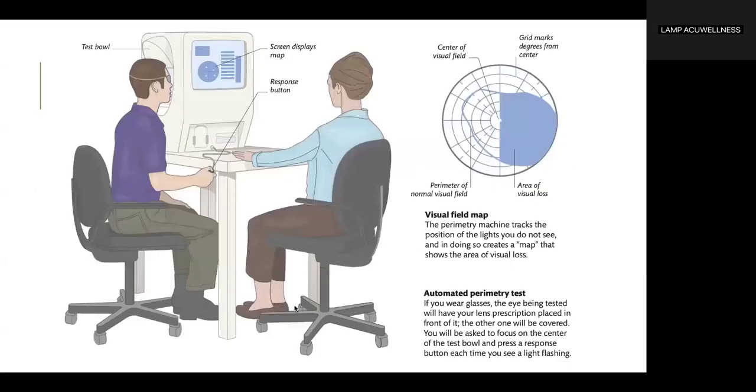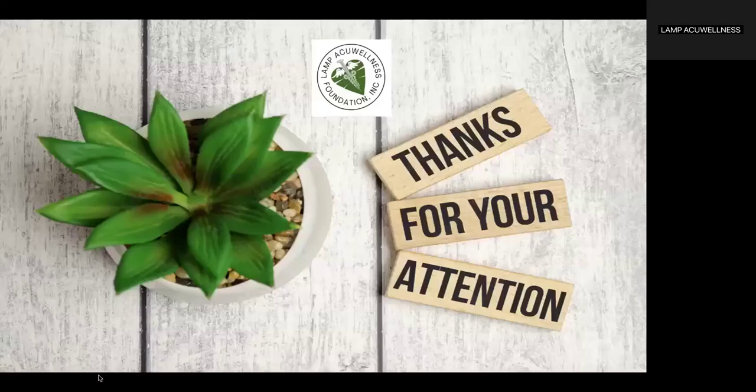The visual field map. The perimetry machine tracks the position of the lights you do not see, and in doing so creates a map that shows the area of visual loss. The automated perimetry test. If you wear glasses, the eye being tested will have your lens prescription placed in front of it. The other one will be covered. You will be asked to focus on the center of the test bowl and press a response button each time you see a light flashing. Thank you for your attention.